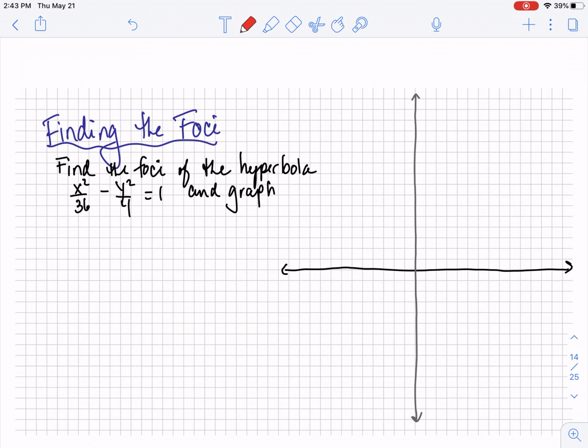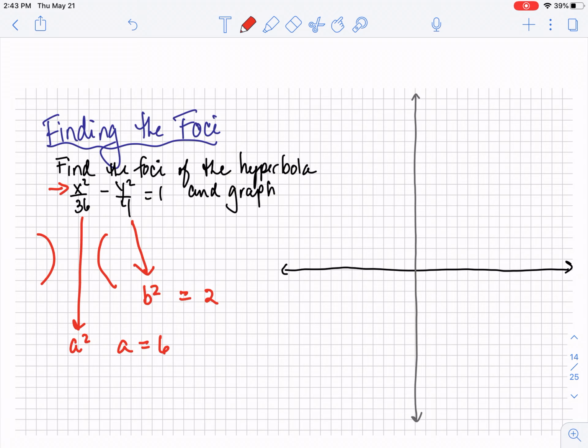All right, so for instance, we want to find the foci of this, okay? Here's what you do. Well, the x squared is first again, so I know it's opening left and right, okay? I know that this is a squared. If this is a squared, then I know that a is the square root of 36, which is 6. I know this is b squared, which means that the square root of that must be 2 for b.